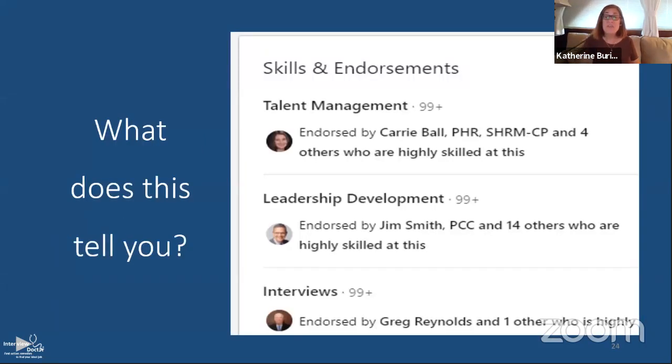So here are some of my recommendations: talent management, leadership development, and interviews. Now, some of these, like talent management and leadership development, are left over from when I was in human resources. Interviews, of course, is associated with my current role, but you accumulate this information over time. I've been in LinkedIn since 2006. I discovered this week, and so I've got an accumulation of it. But it says something about you. It sends a message. So what do your endorsements and recommendations say about you?